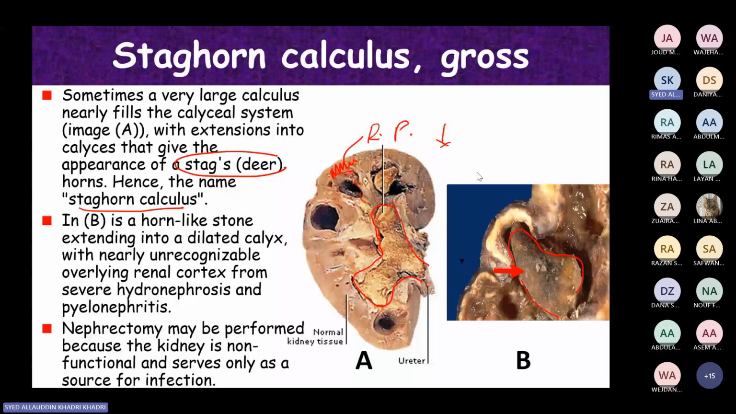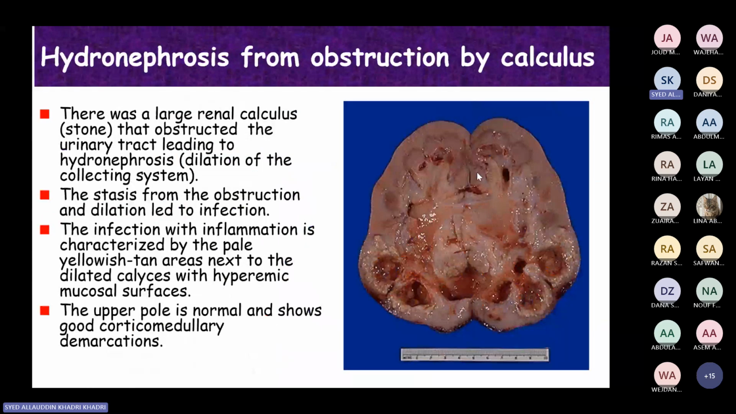Okay. We go further, and here you can see this particular area where you can see the hydronephrosis from obstruction. So all you can see over here, this particular area, this pelvicalyceal system is being enlarged, and you can see this is the compressed area, the cortex. Okay, so a very large renal calculus has been removed from here that obstructed the urinary tract, leading to all this hydronephrosis. I'll try to show you some diagrams such that you remember.